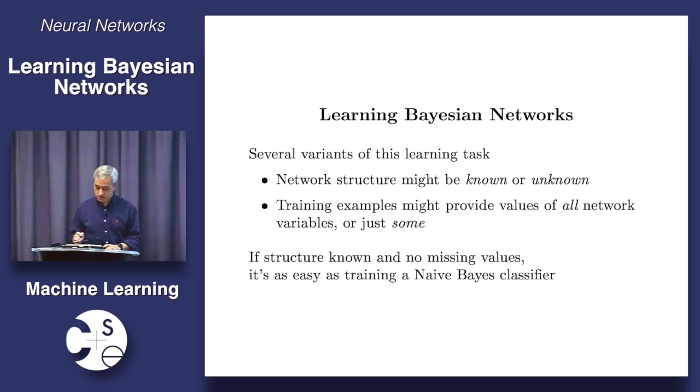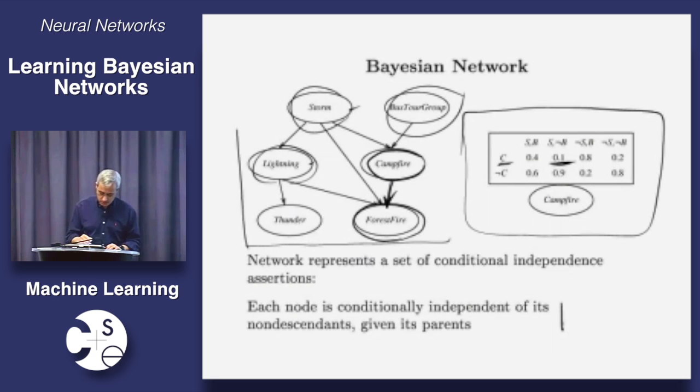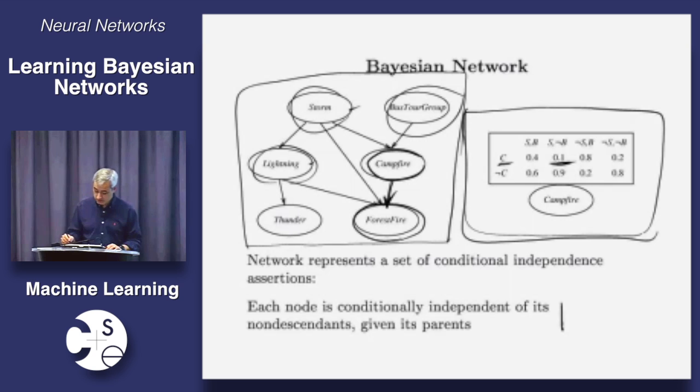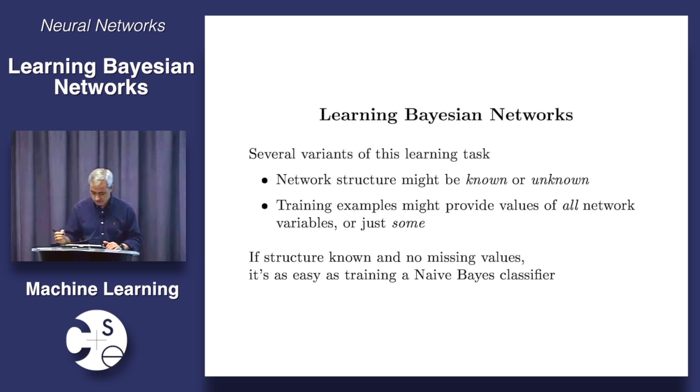So the first option is whether the structure of the network is known or unknown. Okay? So the structure of the network being known means that I already know this part. I'm just trying to figure out this part. Okay? I know who depends on what. What I haven't figured out, and the data is going to help me figure out, is how much. Okay? So this is one option, known or unknown structure.